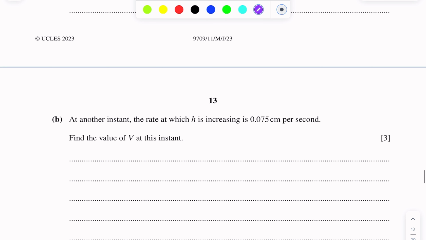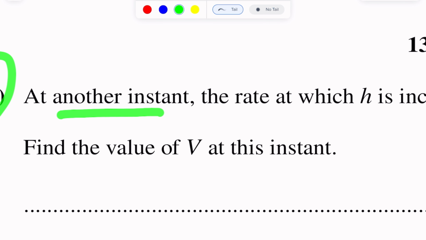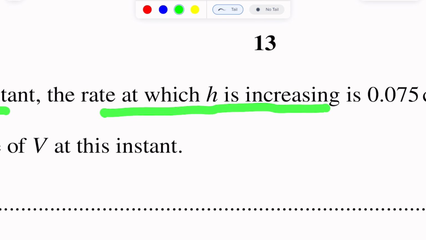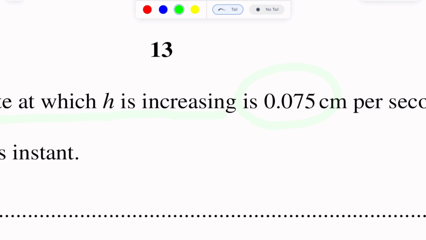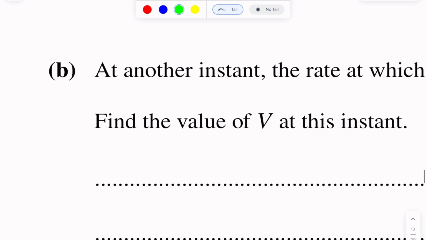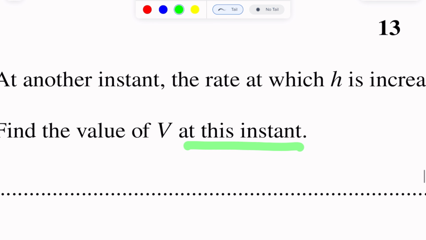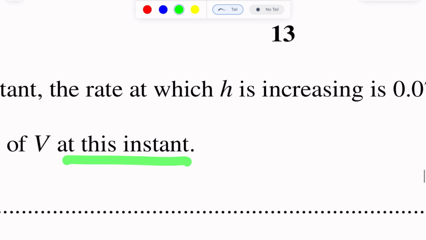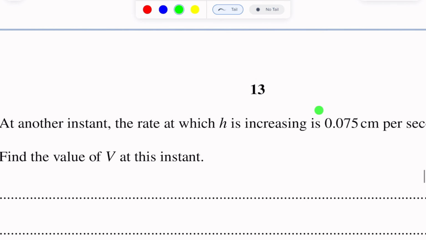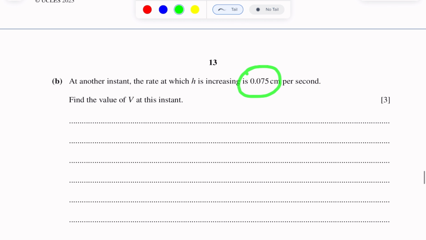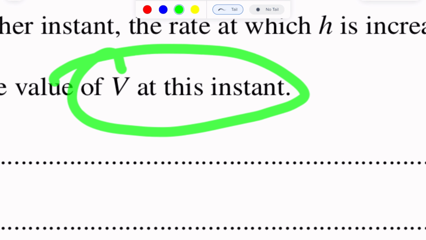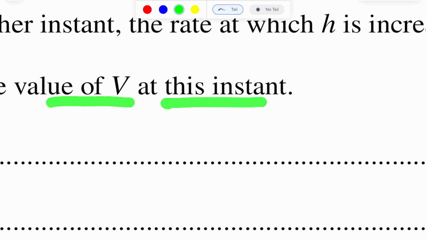Next, part B of this question. At another instant, the rate at which h is increasing is 0.075 cm per second. Find the value of V at this instant. Now in this part, the rate of increase of h is given, that is 0.075. We have to find the volume at this instant.